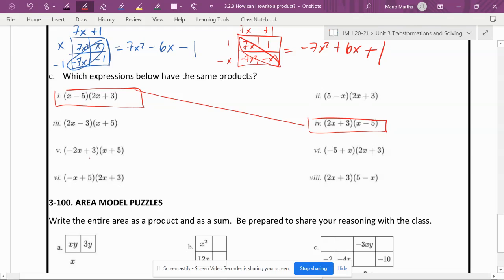Negative 2x plus 3, and then x plus 5. So negative 2x, also not in there. And then negative x plus 5, and then 2x plus 3. So these two do have the same one, right? And then 2x plus 3. And then that's it pretty much. I don't see anything else that might match up.